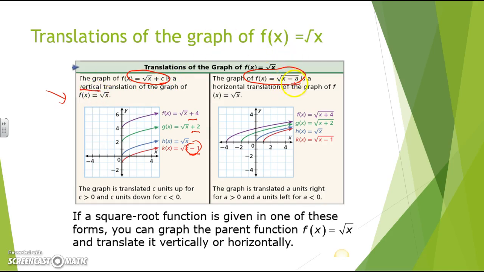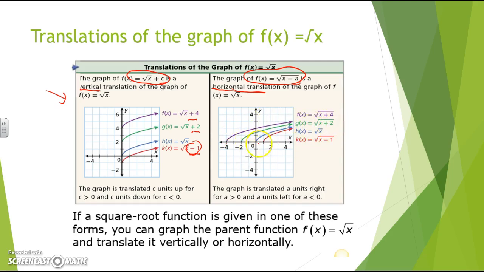When it's adding or subtracting under the radical, that's going to be a horizontal translation. So here we have f of x equals the square root of x plus 4. Notice now it's moving on the x-axis. When you solve this, you have to think of the opposite, starting at -4, because when you subtract 4 from each side, it starts at -4.